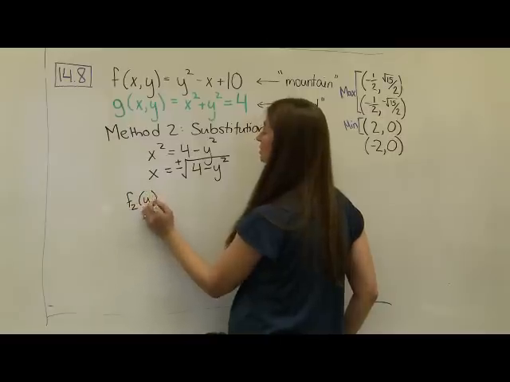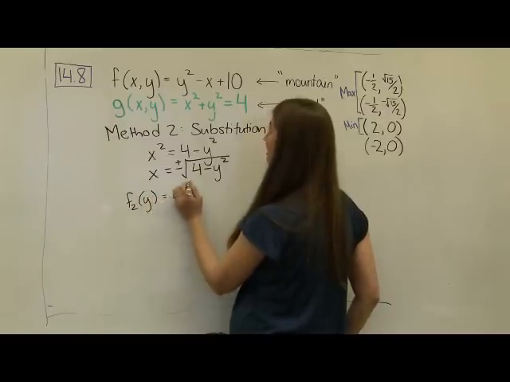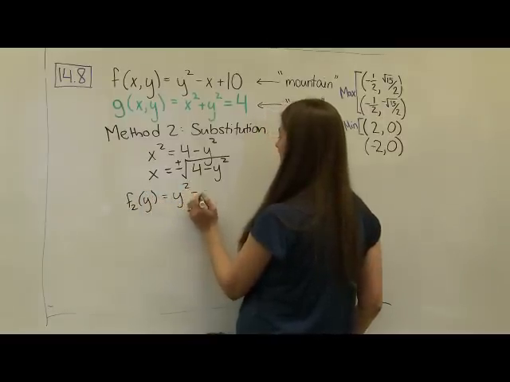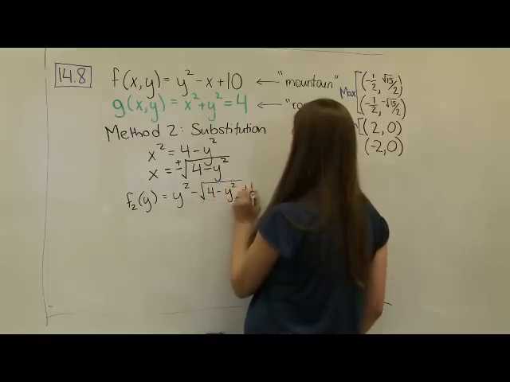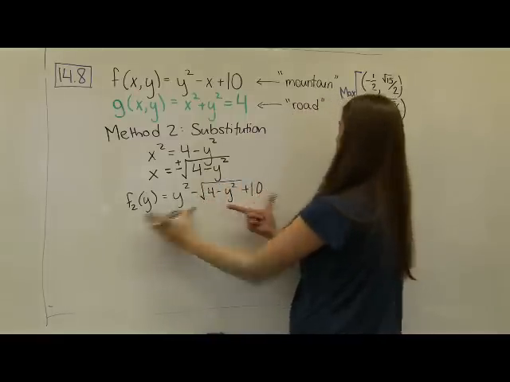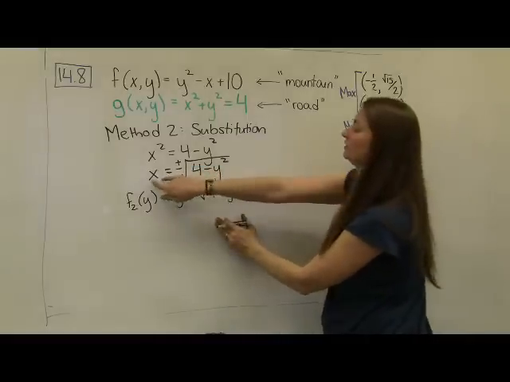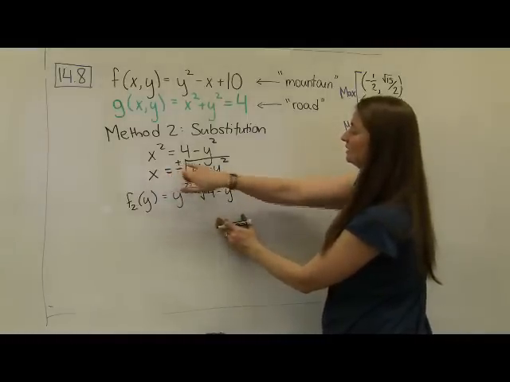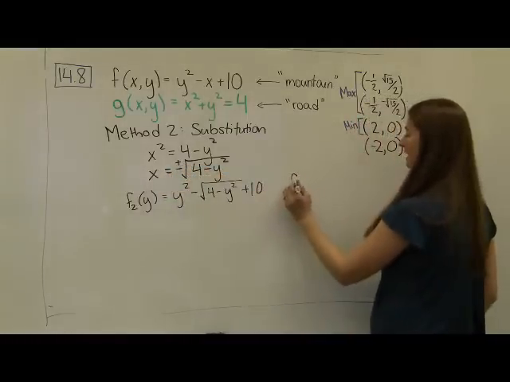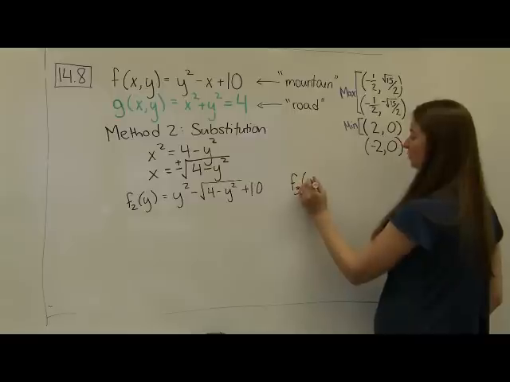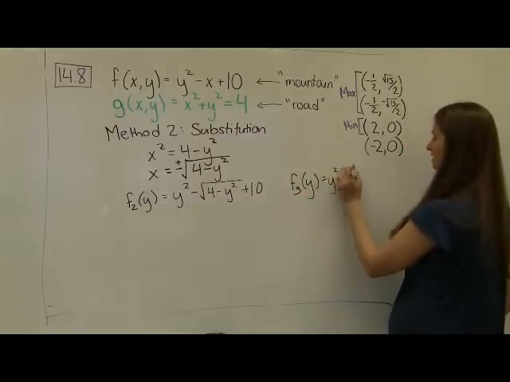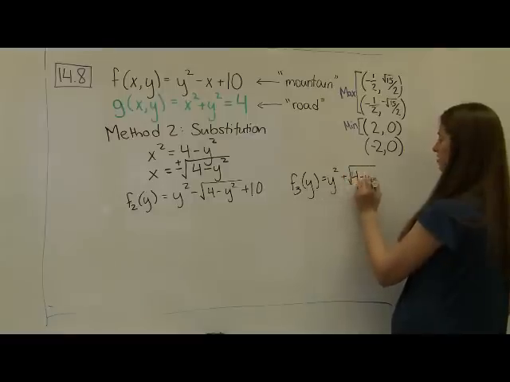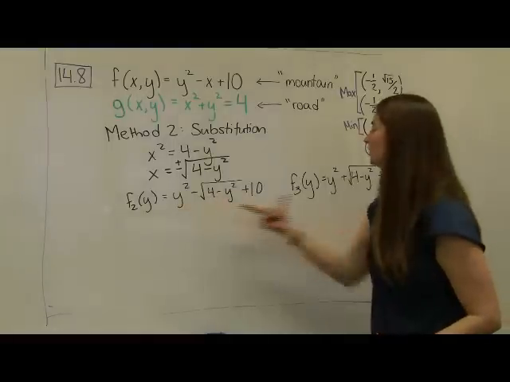It's just going to be a function of y, and it's going to be equal to y squared minus the square root of 4 minus y squared plus 10. That's one set of equations, because that's accounting for when x was equal to the positive square root. And I'm also going to have an f3 of y function, and this is going to be y squared plus the square root of 4 minus y squared plus 10. And these are our new functions.